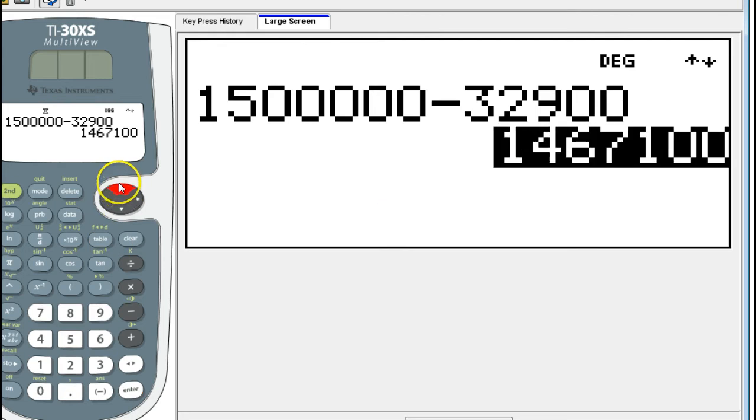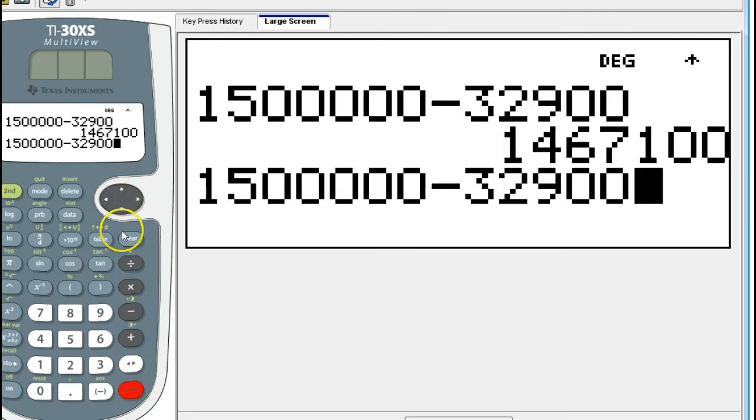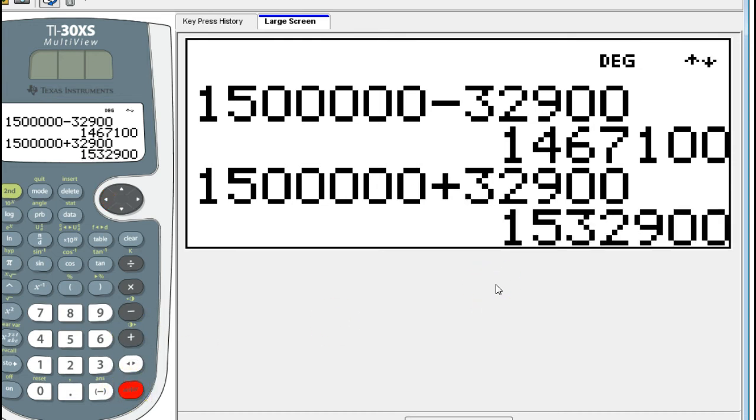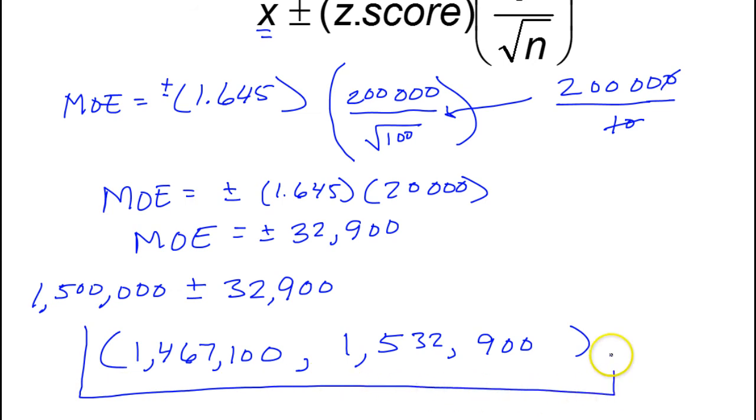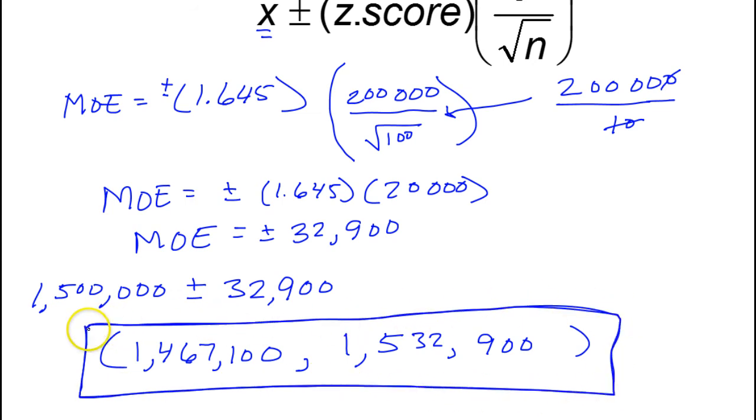Now, if instead I add, then I'm going to get 1,532,900. And there it is. This will be the 90% confidence interval. In other words, we can be 90% sure that the actual average salary of all of the Division I coaches is somewhere between these two salaries.